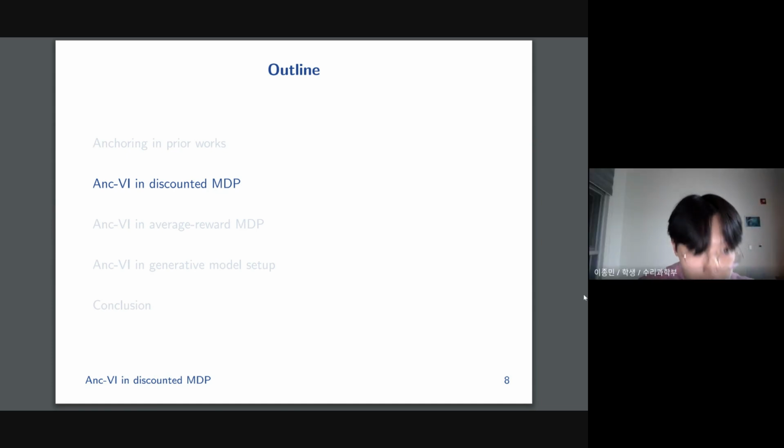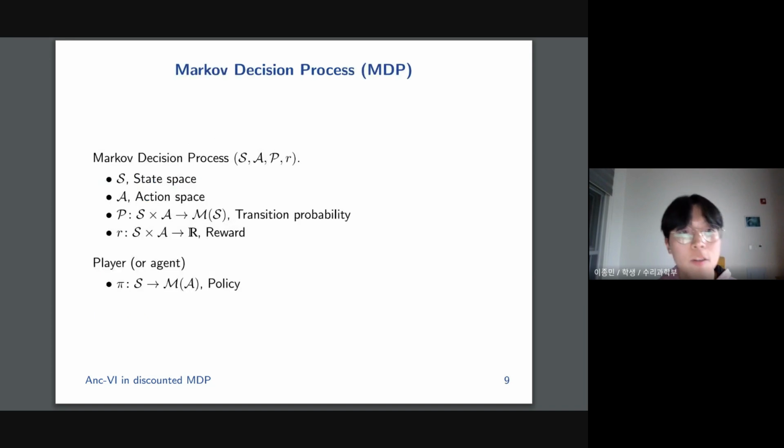So let's first discuss the discounted MDP. Let me first introduce the background, the Markov decision process, which you might already be familiar with. A Markov decision process, in short MDP, consists of four ingredients: state space, action space, transition probability and reward. Here, calligraphic M indicates the space of probability distributions over the state space. We assume a single player or agent, and the goal of the agent is to find a good policy, and a policy is defined as follows.